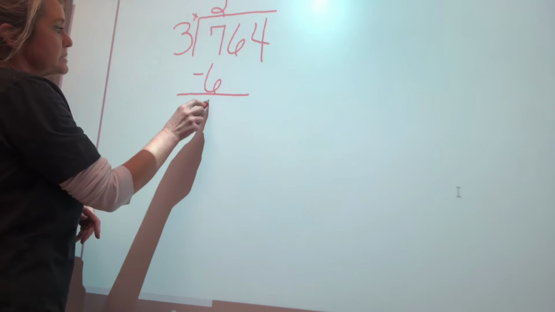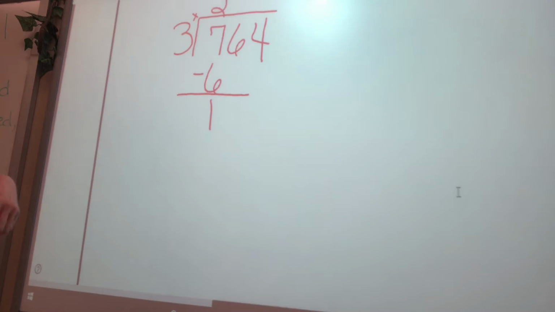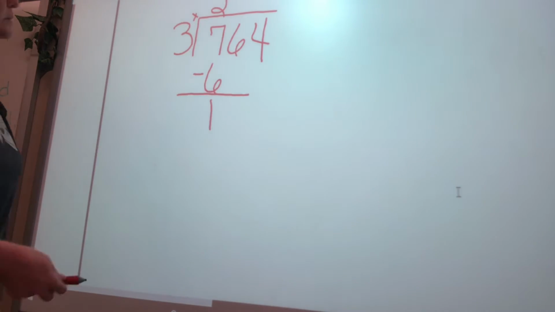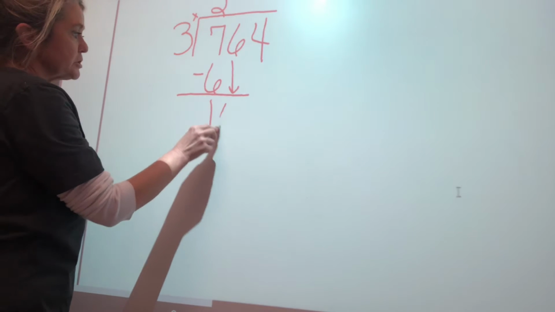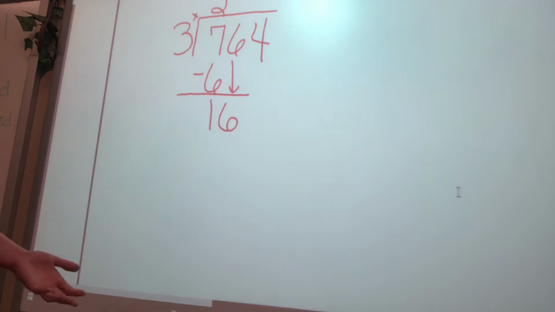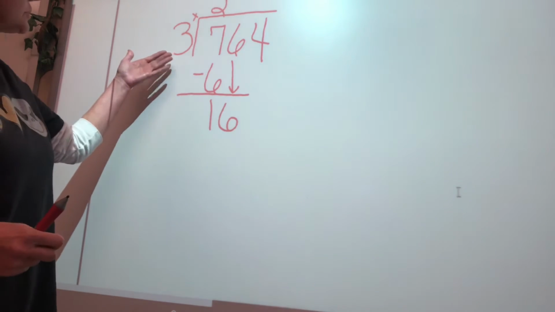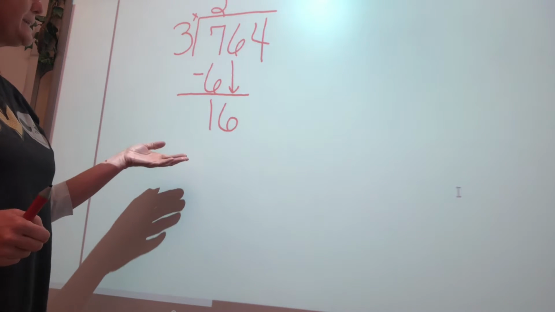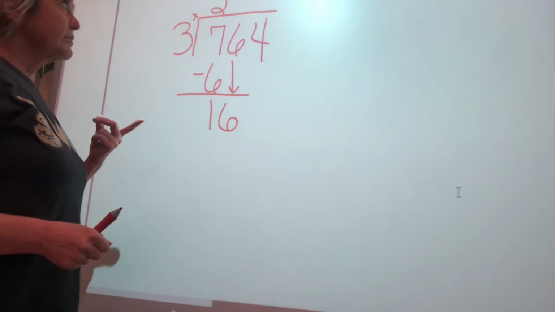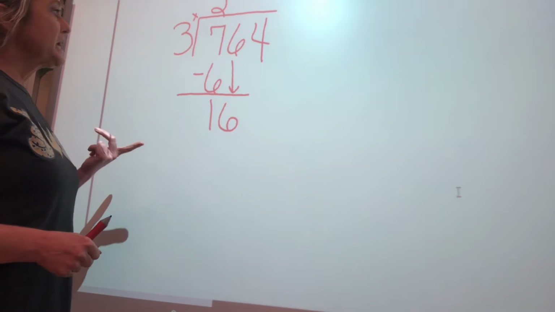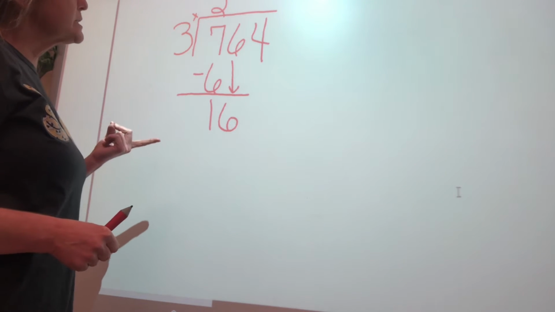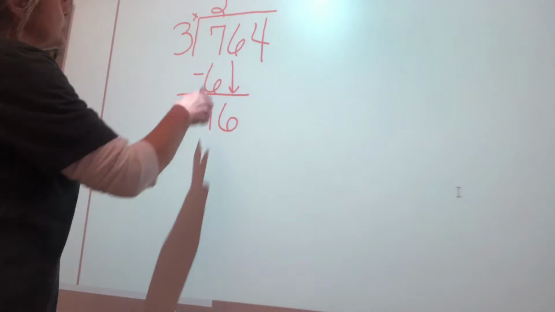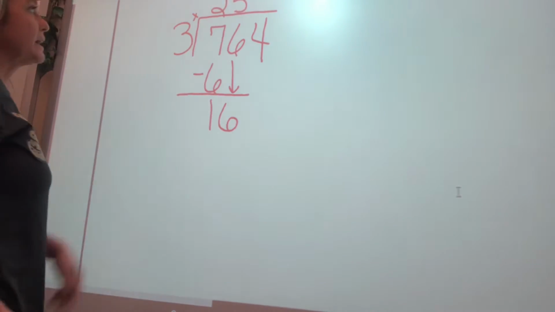So 7 minus 6 would leave me with 1. But I still have some numbers over here. So the next step I do is I bring down the next number, which is a 6. And then again, I ask myself, how many times will 3 go into 16? Okay, just math facts. I know that 3 times 5 is 15, and 3 times 6 is 18. That would be too much. So I know that I can use 5.